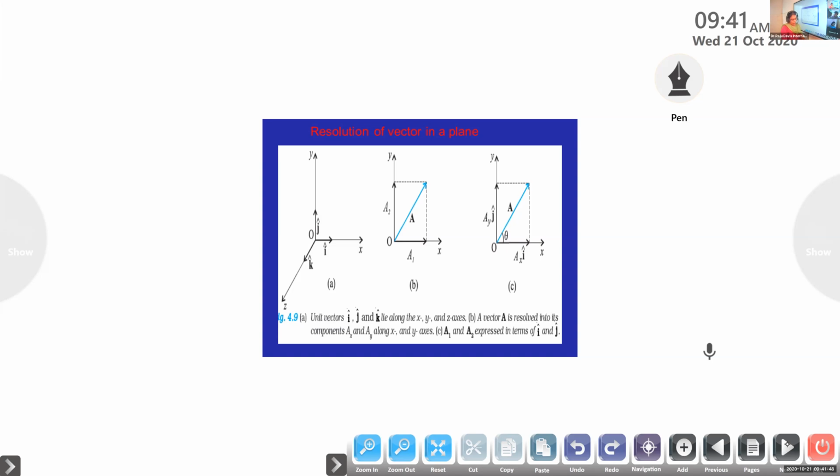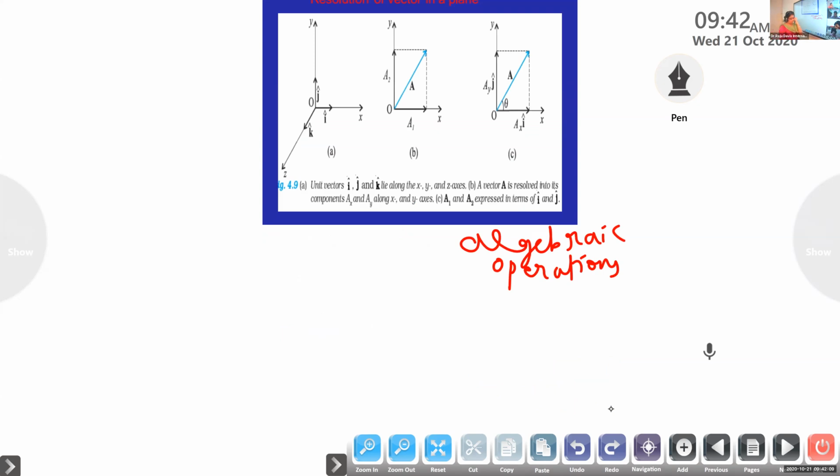Ma'am, can you say this line again? From where, Achu? In this case, algebraic operations are complicated.